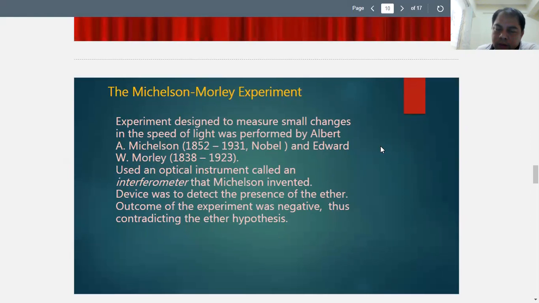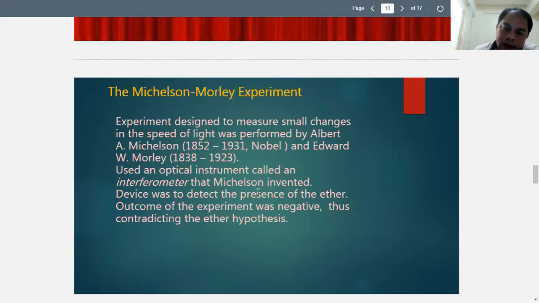The Michelson-Morley experiment. An experiment designed to measure small changes in the speed of light was performed by Albert Michelson and Morley. They used an optical instrument called an interferometer that Michelson invented. The device was supposed to detect the presence of the ether. The outcome of the experiment was negative, thus contradicting the ether hypothesis.